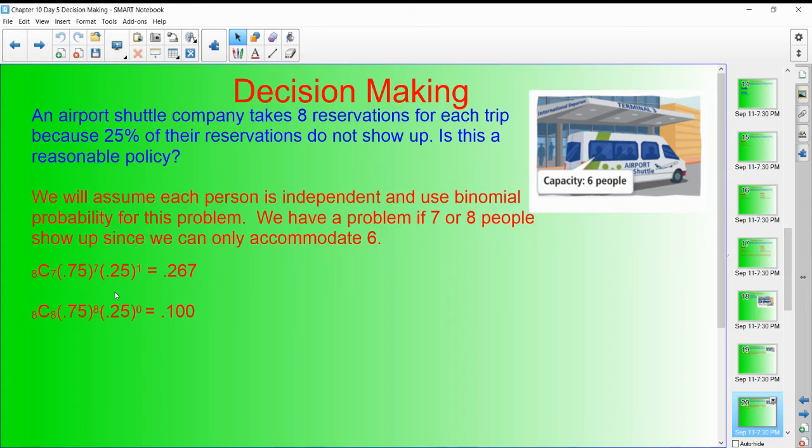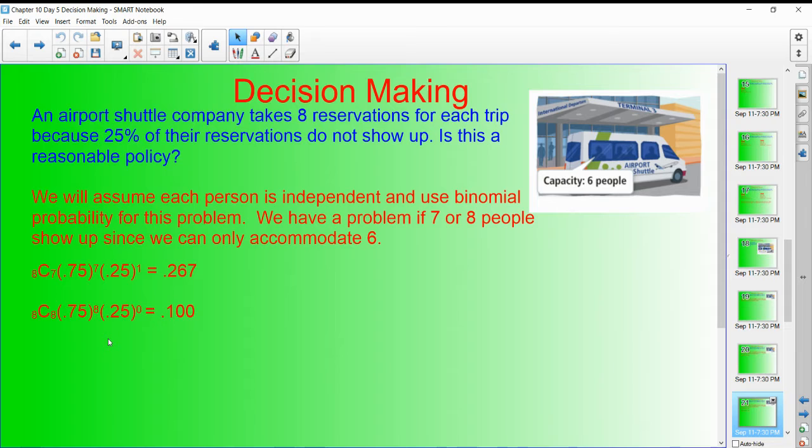Okay, the probability for all 8 showing up is 10%. 8 people, all 8 show up, 75% chance that each individual shows up, 8 times. We want 8 of those, and a 25% chance we want no one to not show up.